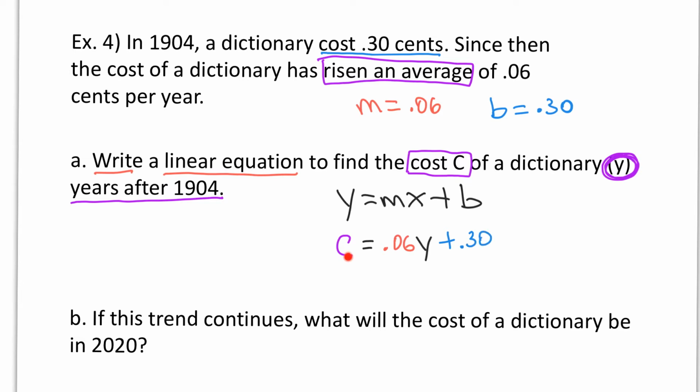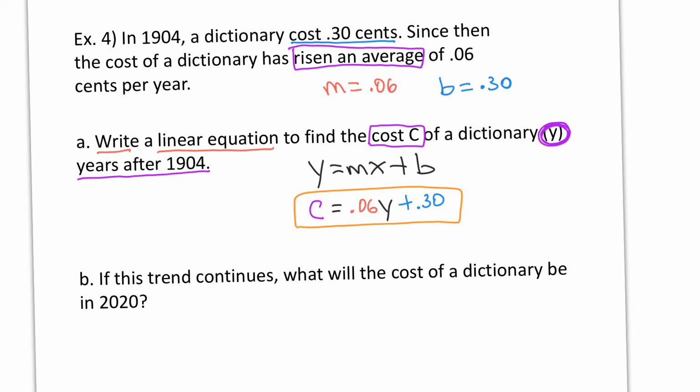Now let's make sense of the problem. This one says the cost after so many years, right here, the Y, you guys can find that by substituting the number of years, multiplying by 6 cents, and then you add the initial cost, which is 30 cents. So C stands for cost, and the Y, once again, is not this Y. This represents the years after 1904. After 1904. So let me just put a box here for this one. That's my answer.